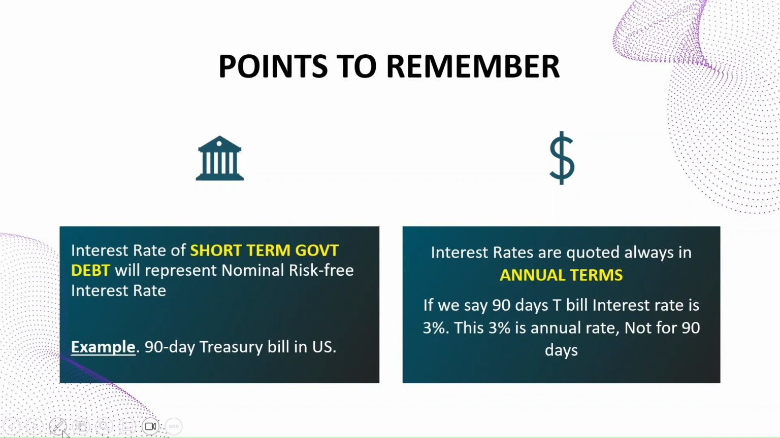Typically, the interest rate of short-term government debt serves as a proxy for the nominal risk-free interest rate. This is because government securities are considered risk-free and already factored in the expected inflation. For instance, the 90-day treasury bill in the US is used to denote the nominal risk-free rate applicable in the US. Interest rates are conventionally expressed on an annual basis. For example, if the interest rate of a 90-day treasury bill is stated as 3%, this figure represents annual rate, not the rate applicable solely for the 90-day period.